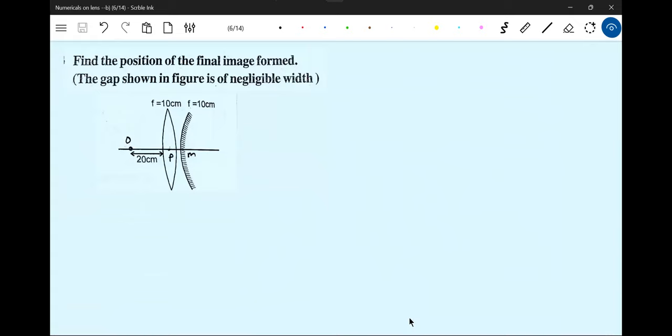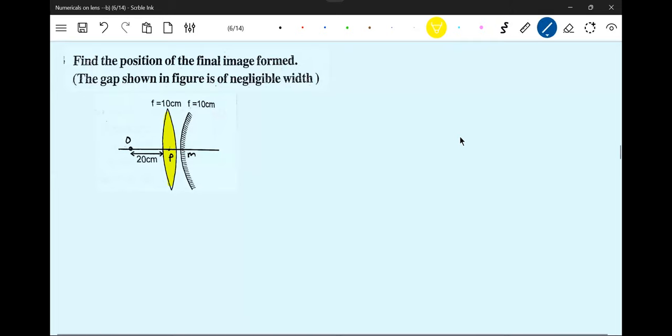Read the question. Okay, now we have the next question. Find the position of final image formed. The gap shown in figure is of negligible width. Almost they are in contact. We have here a lens. Okay, straight away I think no ray diagram is needed. Since you know all the values here, let's apply the equations here.